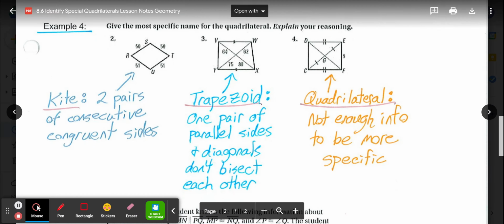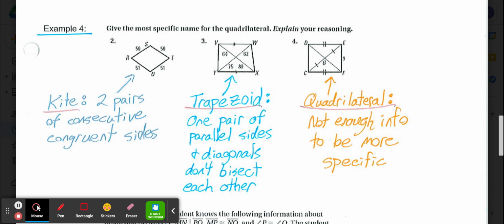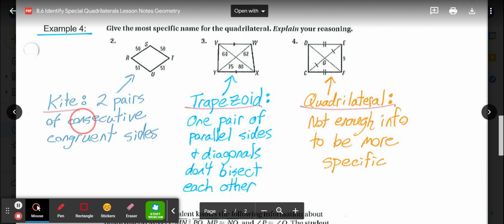Now example 4 tells us to give the most specific name of the quadrilateral and explain the reasoning. And again, we can only use markings and measurements provided. You couldn't take your protractor and measure these different angles to try to get more info. So all we know in this case is that side RS is 50, ST is 50, TU is 51, and RU is 51. So what I see is that I have two pairs of consecutive congruent sides. RU and TU are congruent, ST and RS are congruent. So two pairs of consecutive congruent sides would give us a kite.